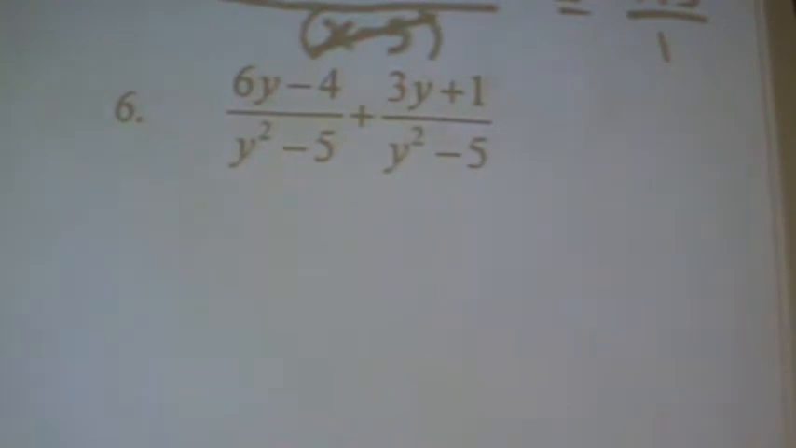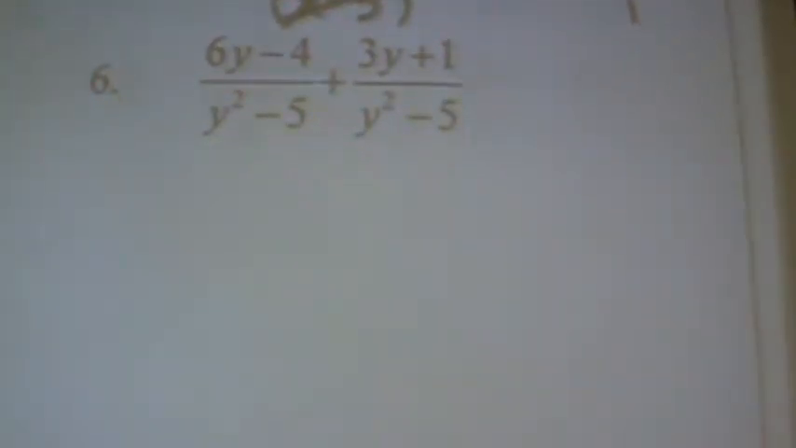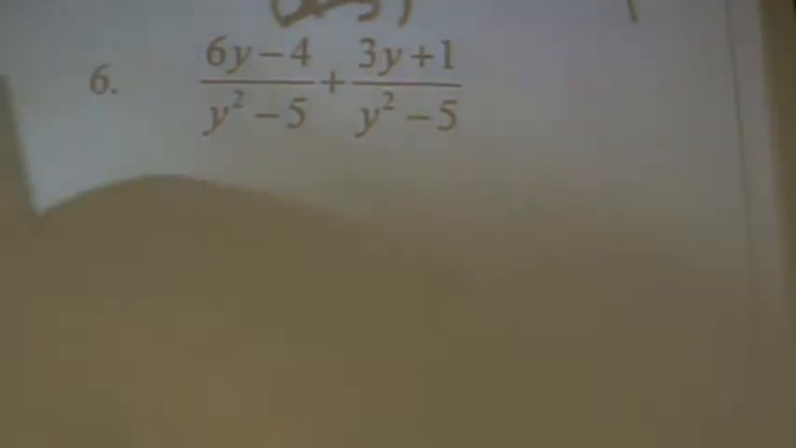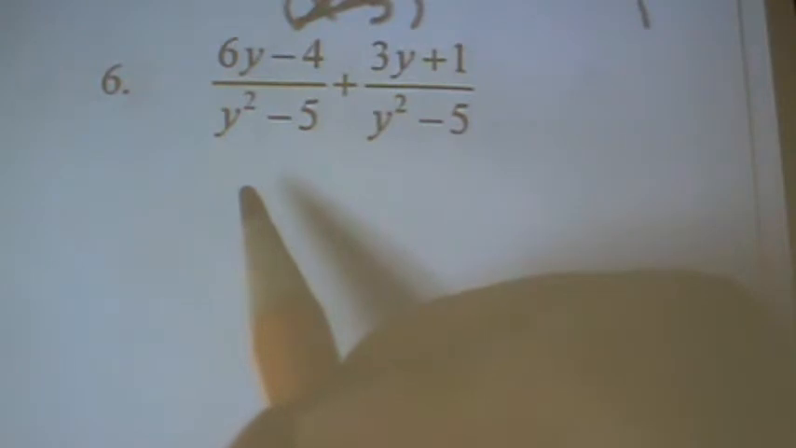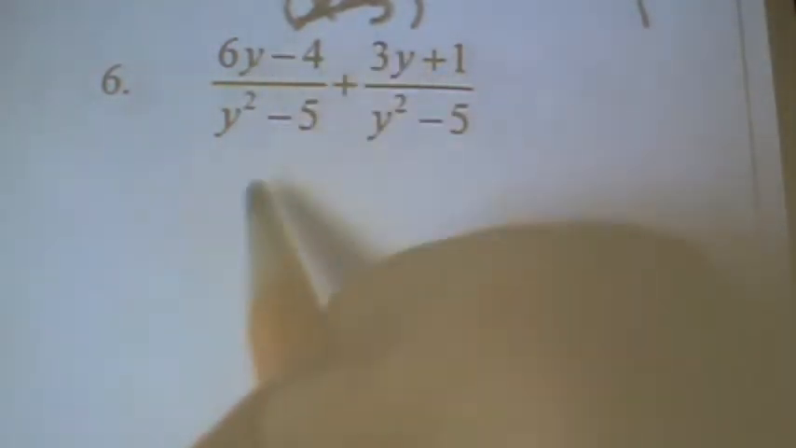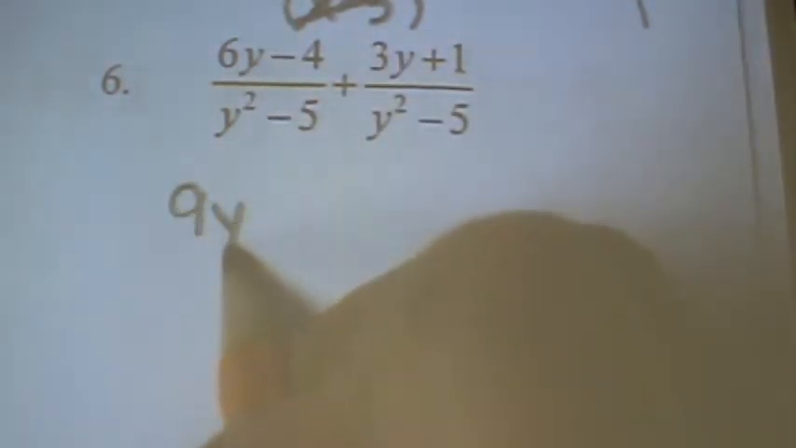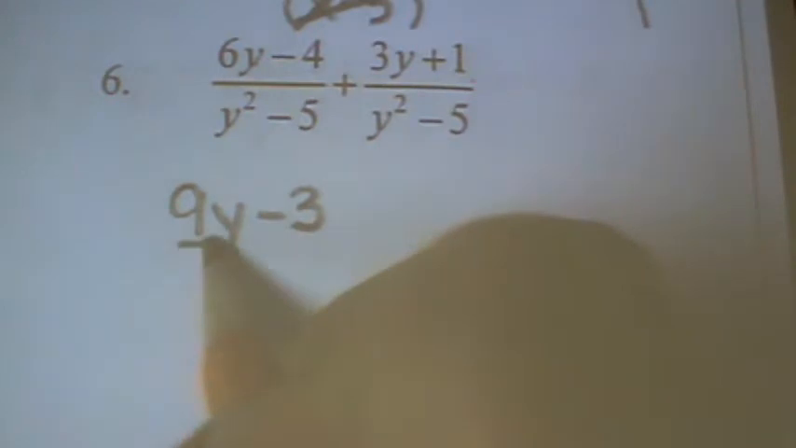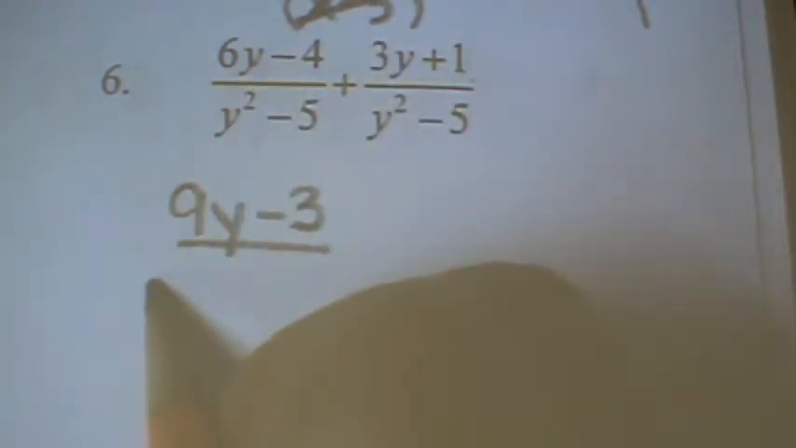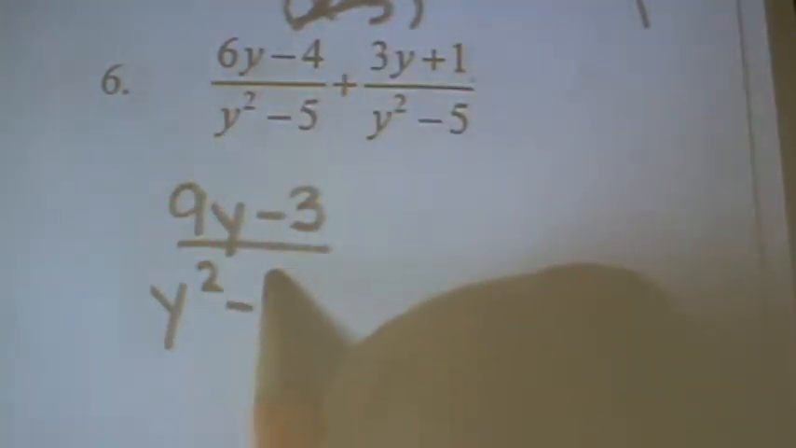So we're done with this one. How about number 6? 9y minus 3 over 9y minus 3. Where did you get 9y? Explain. I added the 6y and the 3y. Yep. And minus 3, where'd that come from? Negative 4 plus 1 is negative 3. Good job. All over 3y squared minus 5. Beautiful.